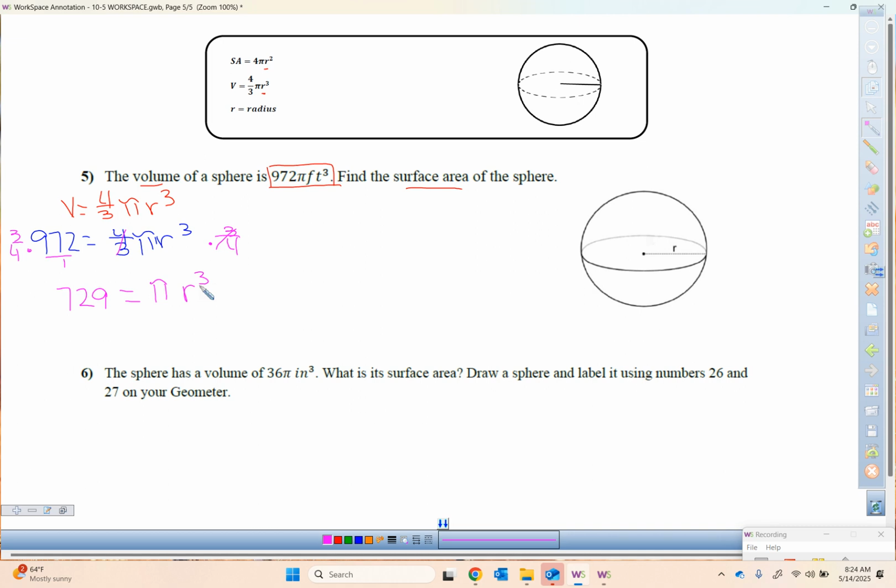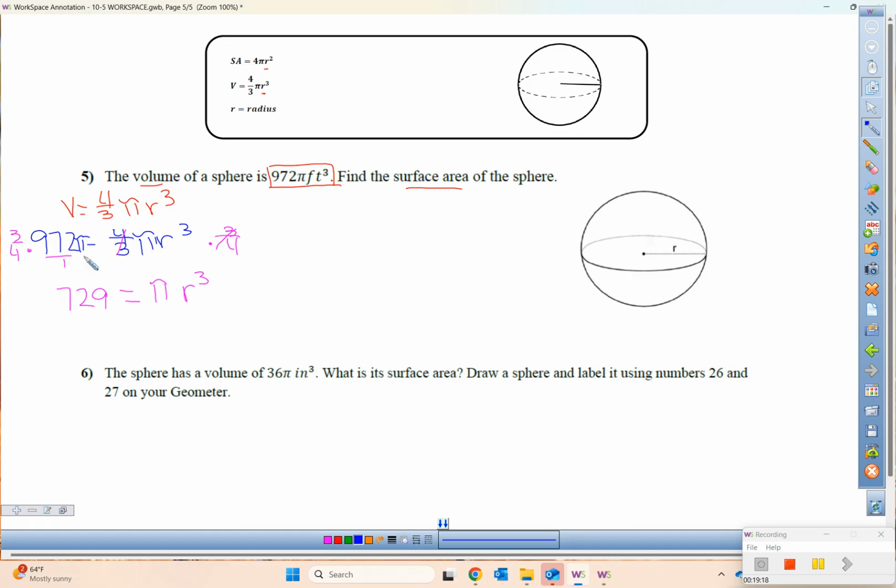Divide by what? Okay. And I messed up, guys. I forgot to put my pi behind this number right here. Okay? I forgot to put my pi behind that number.